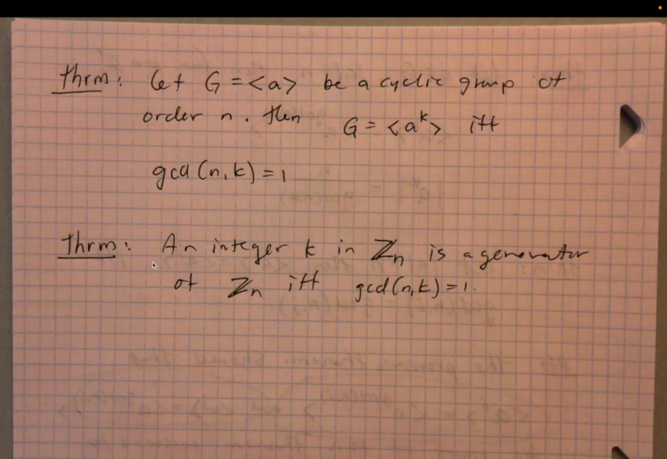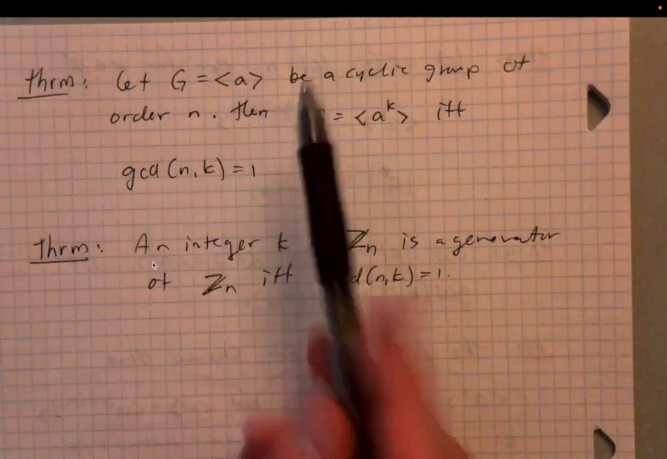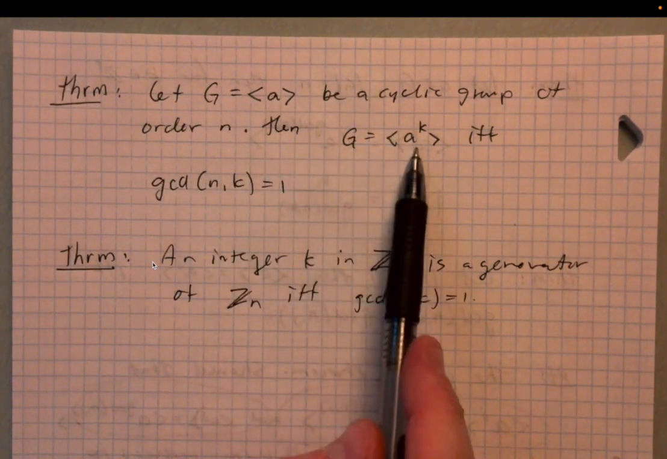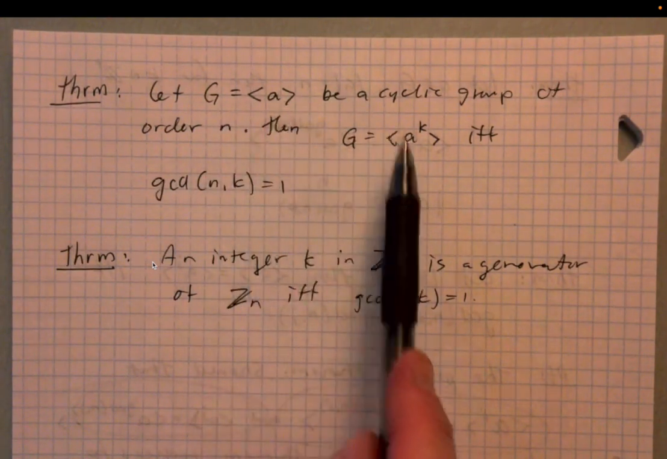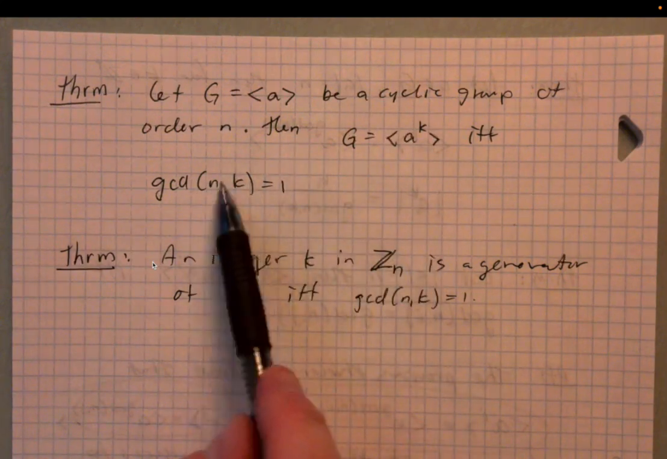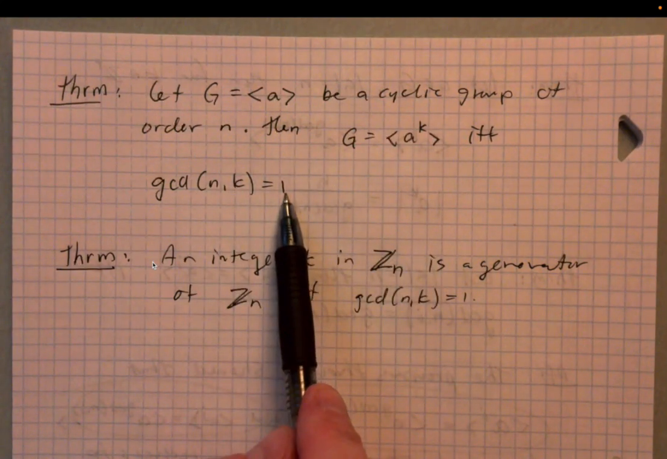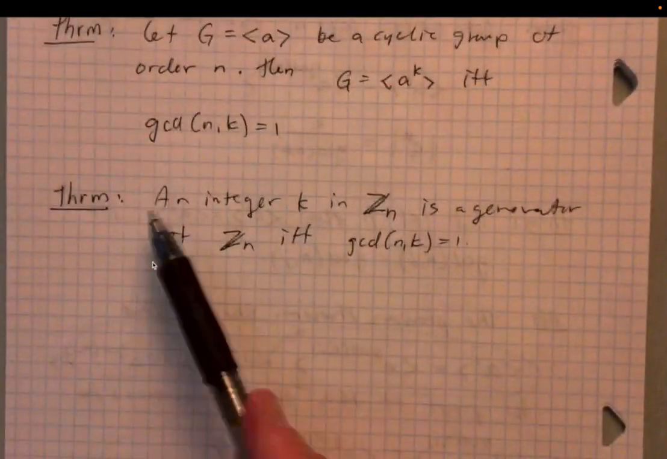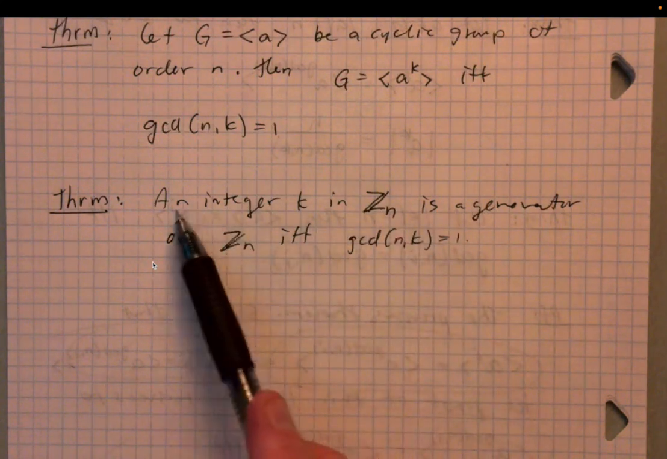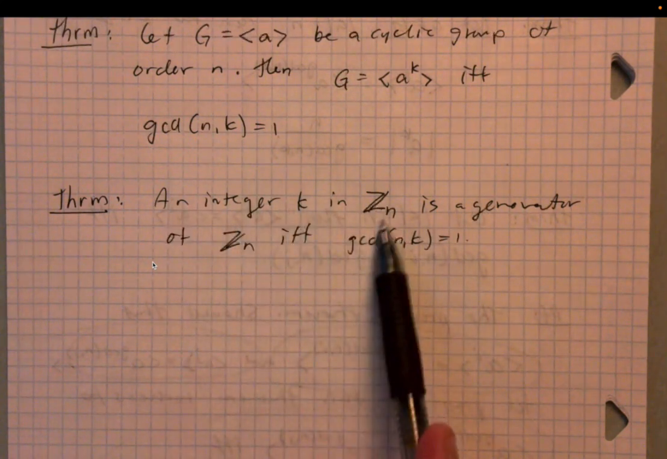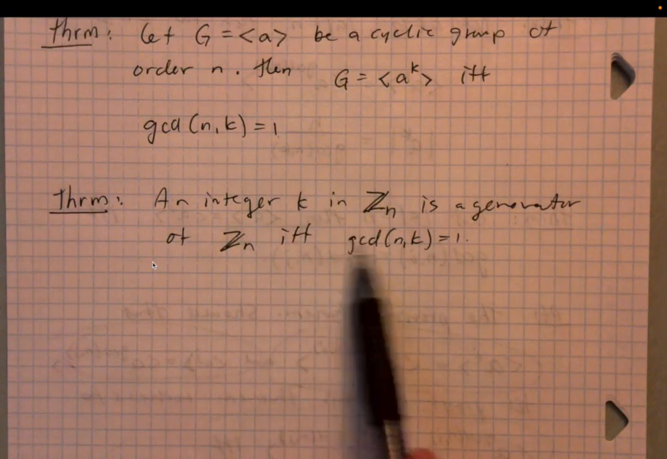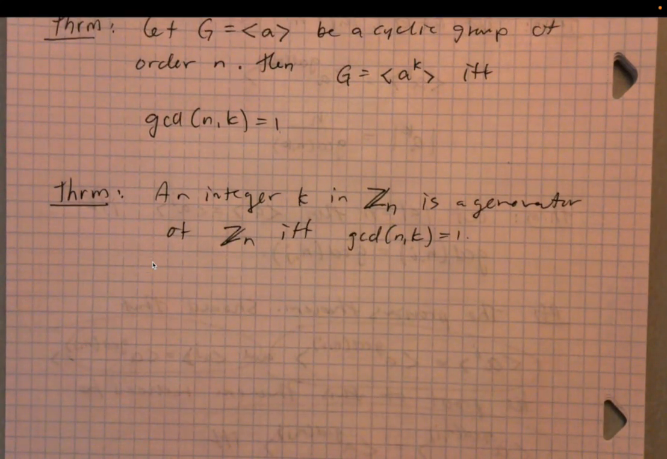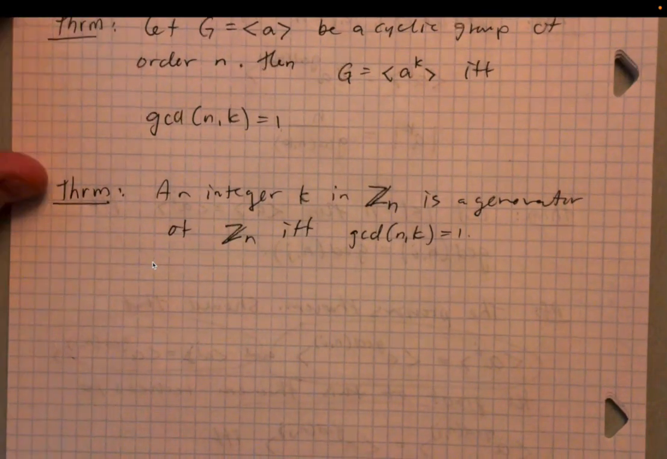Okay. So in both cases here, G is a cyclic group of order n. So it's generated by A. It's also generated by A to the k if n and k are relatively prime. And we'll see a great example of this one right here. Same thing is true here in Z_n. This is an additive group. An integer k in Z_n is a generator of Z_n if and only if, again, relatively prime. Let's see an example of these two, and this will also serve as an example of the big theorem prior to this.